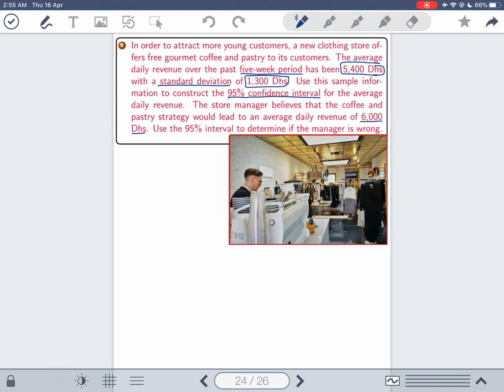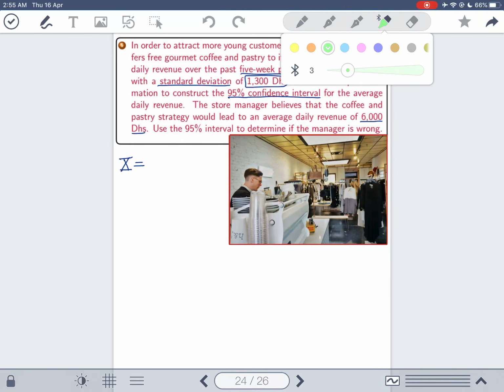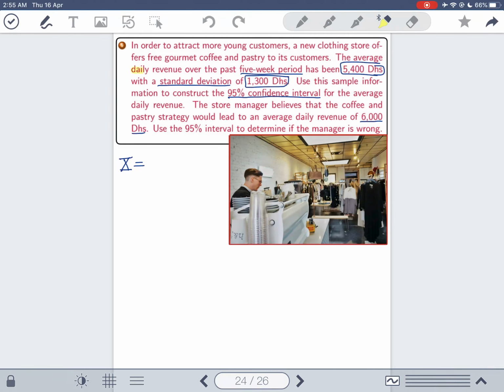Okay, good. So let us write down the given. So the average daily revenue. So what is our random variable here? It is the average daily revenue. So the daily revenue, not over the past 5 weeks, just daily revenue for this clothing store. So you can say here it's the daily revenue.